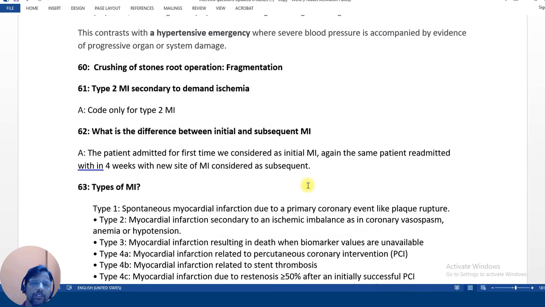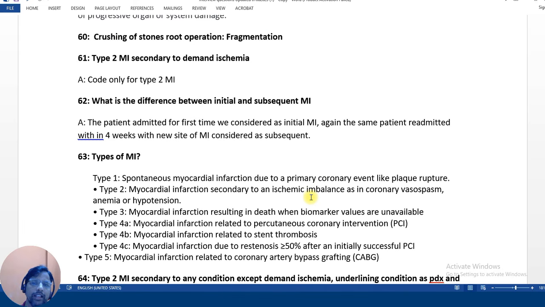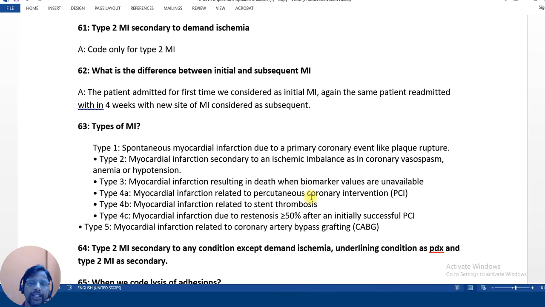What is the root operation for crushing of stones? Fragmentation. So how do we code type 2 MI secondary to demand ischemia? Here you need to code only type 2 MI. What is the difference between initial and subsequent MI? If the patient is admitted for the first time, we will consider it as initial MI. If the same patient is readmitted within 4 weeks of the initial MI, we will consider it as subsequent MI.